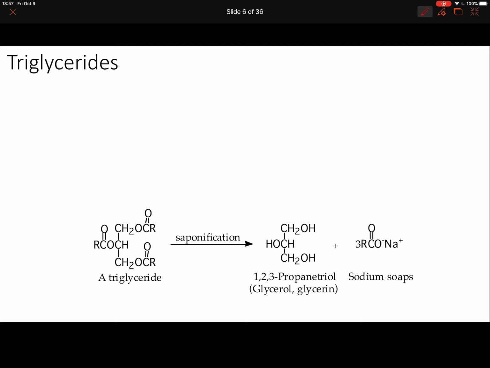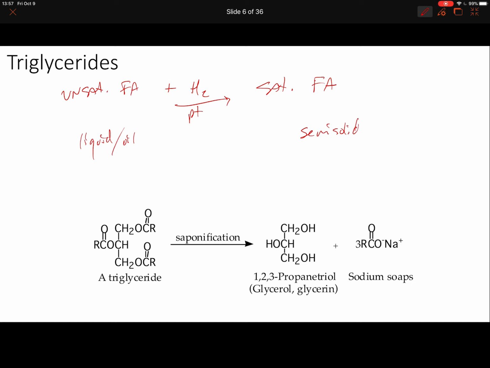There's a process called hardening, and it's the reduction of some or all of those double bonds of an unsaturated triglyceride using hydrogen gas. I didn't show you the reaction here, but if we have an unsaturated fatty acid, and we add hydrogen gas, usually in the presence of some kind of nickel or platinum or palladium, some kind of transition metal catalyst, this will convert that unsaturated fatty acid into a saturated fatty acid, or it'll convert the liquid oil into a solid or semi-solid.